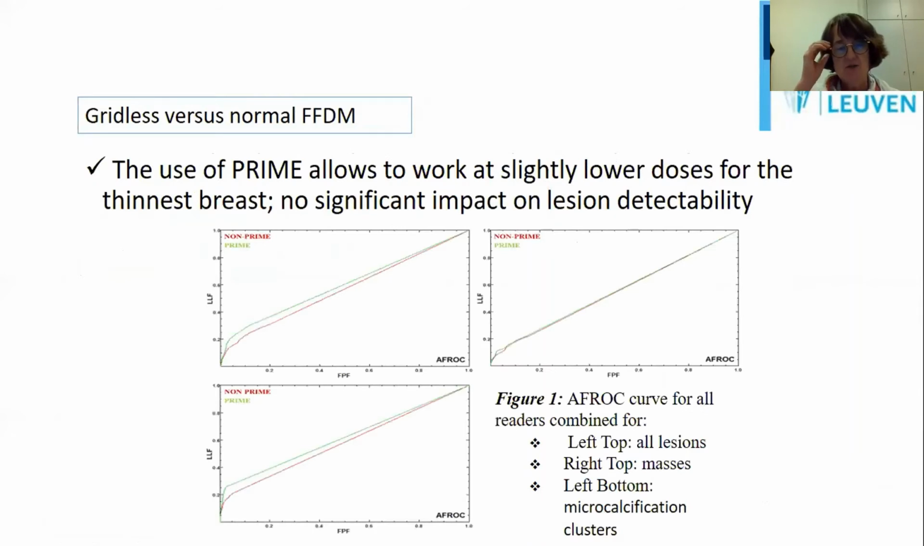A next application tested the impact of the so-called PRIME option on a Siemens digital mammography system. PRIME reduces the impact of scatter radiation by a software application. And what we have seen here, again with simulated lesions, is that the application of PRIME seemed to be a little bit better. The difference was not very high for the thinner breasts, but it was surely not better for the thicker breasts. So there is a type of turning point where PRIME could be used and where PRIME should not be used.